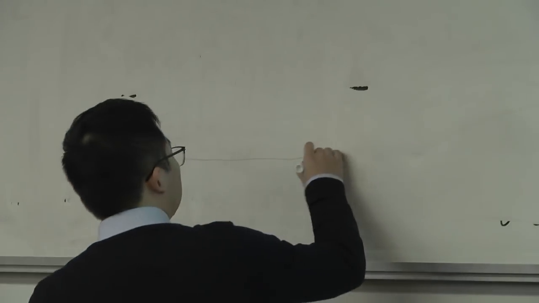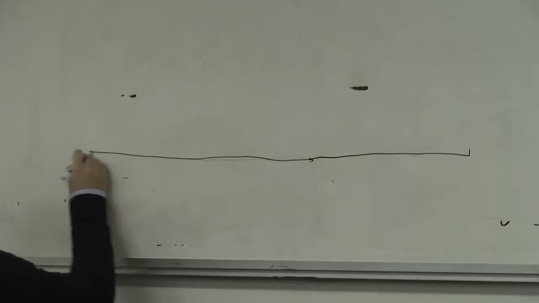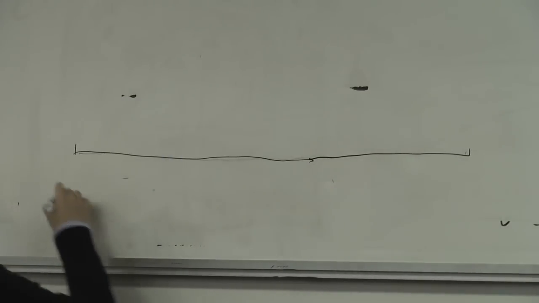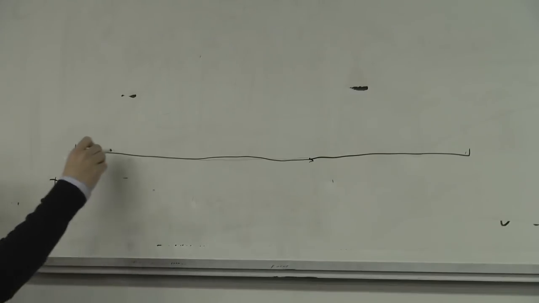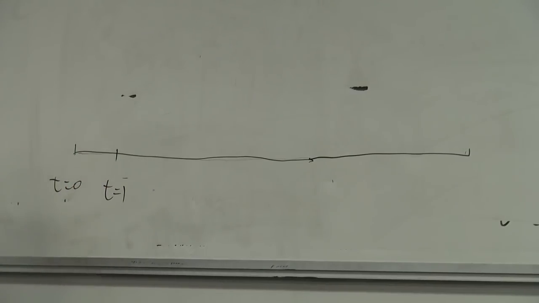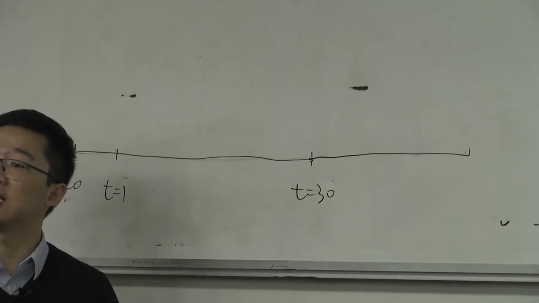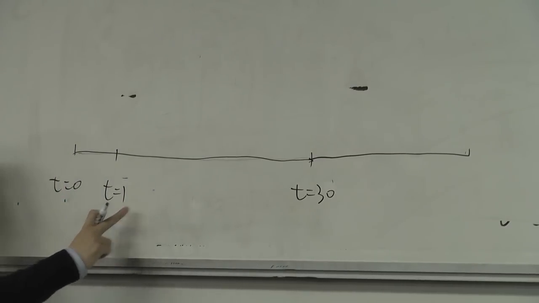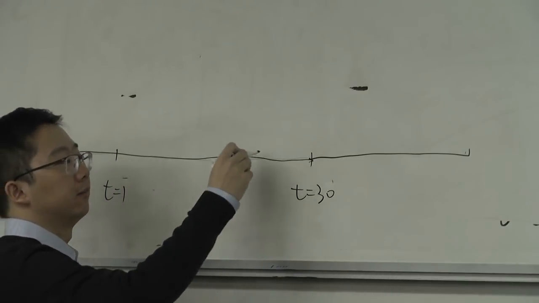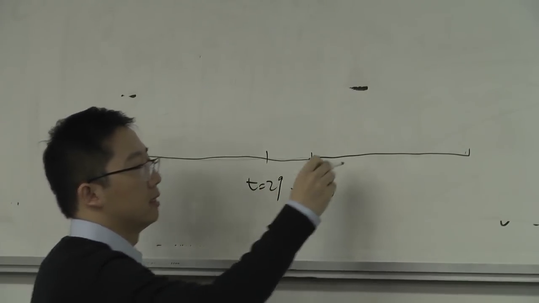So the timeline is, first we have to wait for 30 years. Okay, t equal to 0 is the beginning of the first year. T equal to 1 is the end of the first year. So that means t equal to 30 is the end of the 30th year, right? T equal to 1, the end of the first year. T equal to 30 is the end of the 30th year.